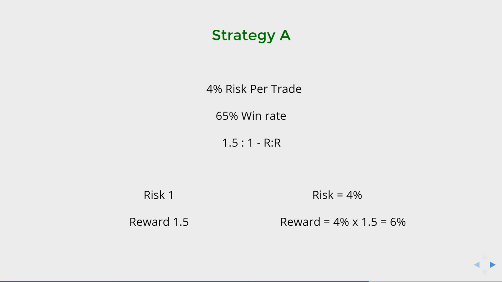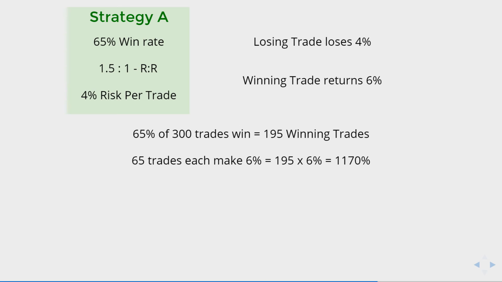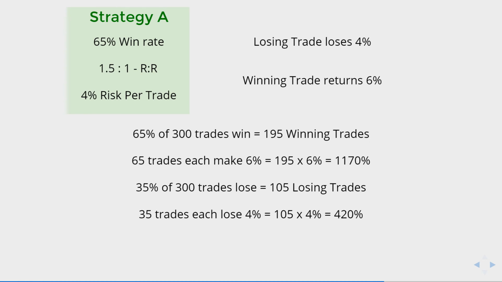We know strategy A takes 300 trades per year, so 65% of 300 trades win, which gives us 195 winning trades. 195 times 6 gives us our return from winning trades, which is 1,170%. 35% of 300 trades lose, which is 105 losing trades. 105 times 4 gives us our loss from losing trades, which is 420%. So 1,170% minus 420% gives us our new total return for strategy A, which is 750%.